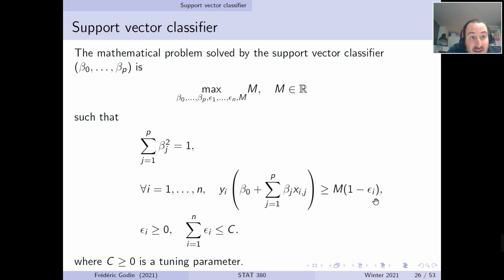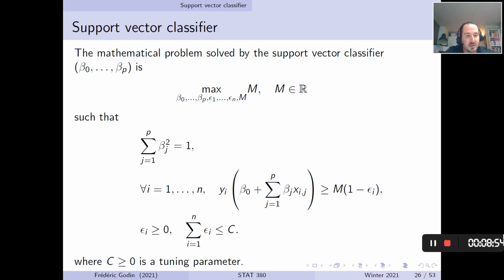But when epsilon is greater than 0, this means that we can have a smaller distance between the hyperplane and the point. So if epsilon is between 0 and 1, it means that the point is within the margin. So it's closer than m, but still on the right side of the hyperplane. And if epsilon is greater than 1, it means that this observation i is on the wrong side of the hyperplane. So we see that including the epsilons allows for a violation of the margin.